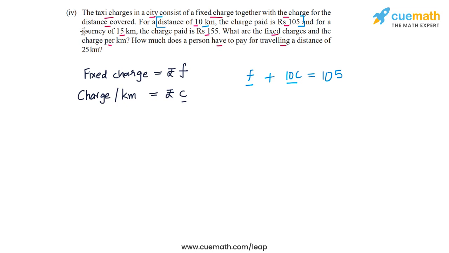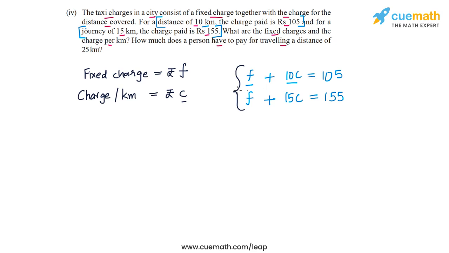And then the second piece of information is, for a journey of 15 kilometers, the charge paid is 155. So for this journey, the fixed charge will be F, and the charge for the distance traveled will be 15C. So the total cost in this case will be F plus 15C, and this is equal to 155. So these two equations are the pair of linear equations that model the given situation, and now we have to solve them using substitution, and we have to find the value of F and C.